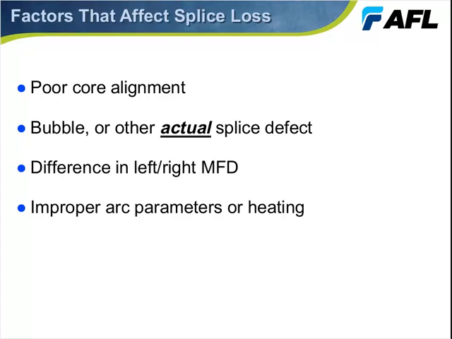Obviously, for the discussion today, we're really talking about high-resolution single-fiber splicers that are capable of performing core alignment. So if we have poor core alignment, that's defeating the entire purpose of the fusion splicer. But a bubble or an actual splice defect, an occlusion, or some kind of contamination could certainly affect the loss dramatically. The other thing is if we're splicing dissimilar fibers, there could be a difference in the MFD between the right and left fibers, and that will have some effect on the splice loss, although in the case of dissimilar single-mode fiber splicing, it's typically moderate.